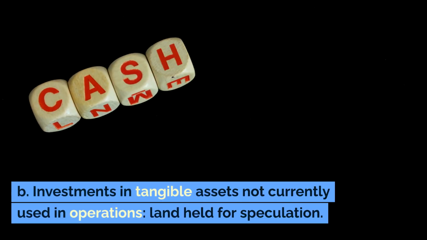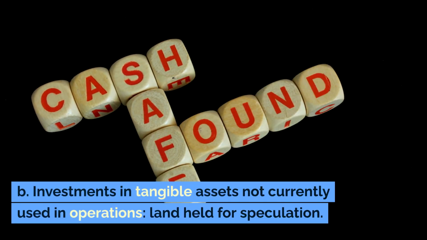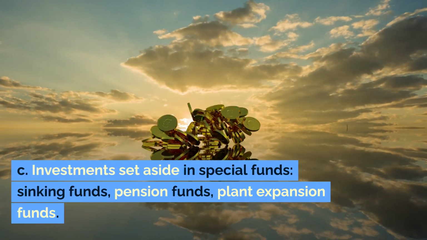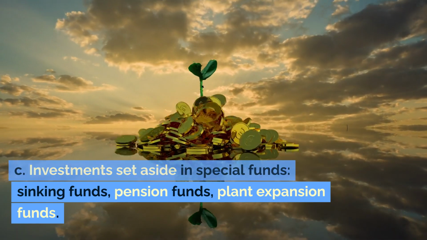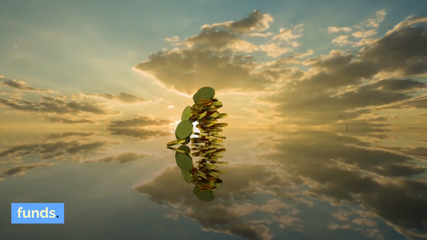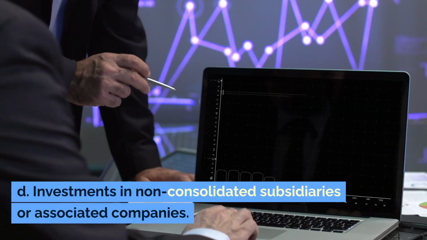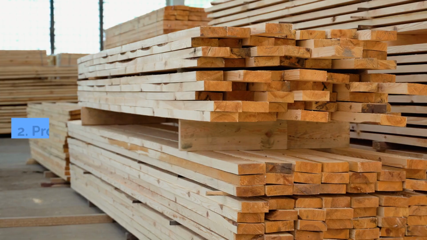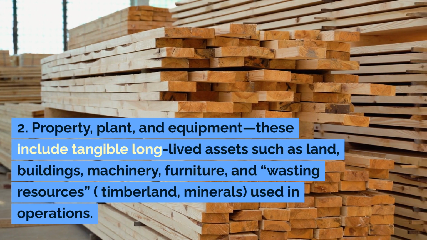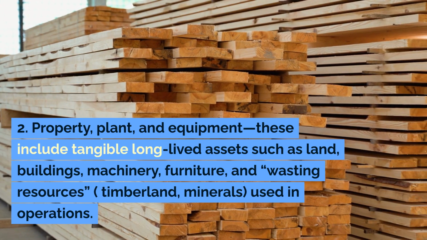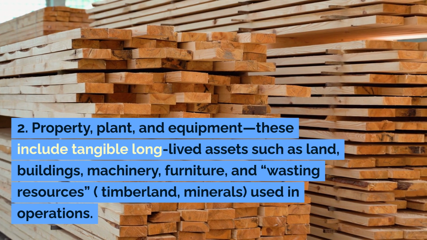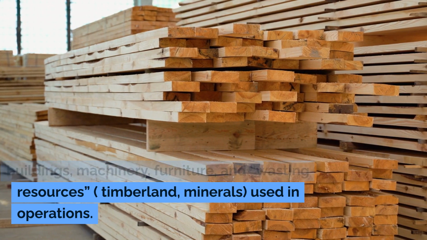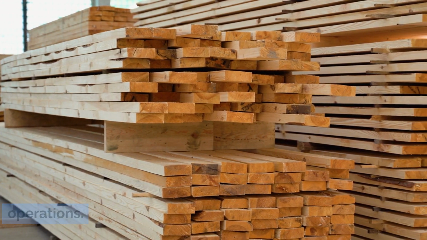B. Investments in tangible assets not currently used in operations, land held for speculation. C. Investments set aside in special funds, sinking funds, pension funds, plant expansion funds. D. Investments in non-consolidated subsidiaries or associated companies. 2. Property, plant, and equipment. These include tangible long-lived assets such as land, buildings, machinery, furniture, and wasting resources, timberland, minerals, used in operations.